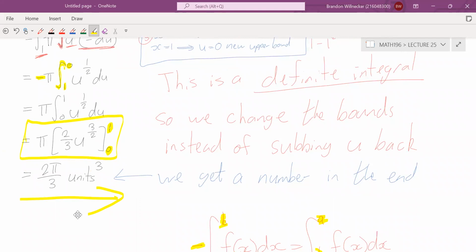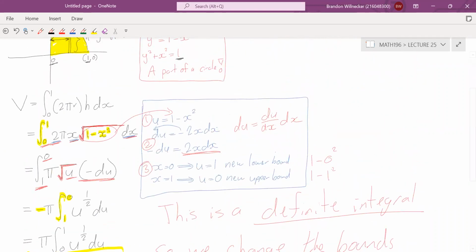Another question here, do we always change the bounds? Yes, of course. So if you have a definite integral and you're using u substitution, you always change the bounds. Okay, you always change it with a u substitution.